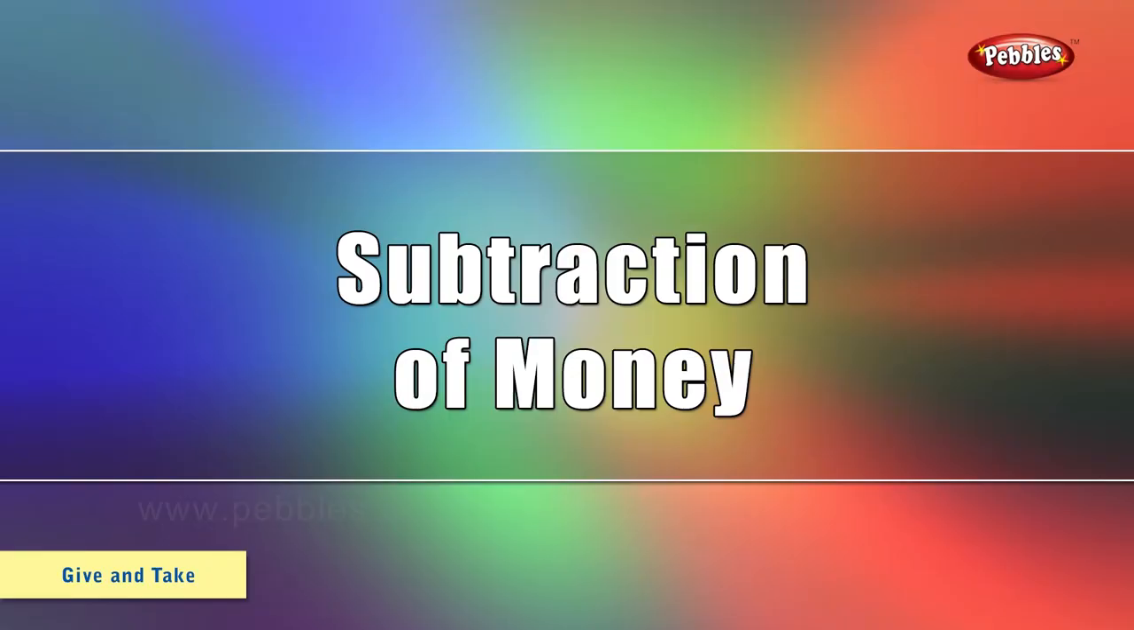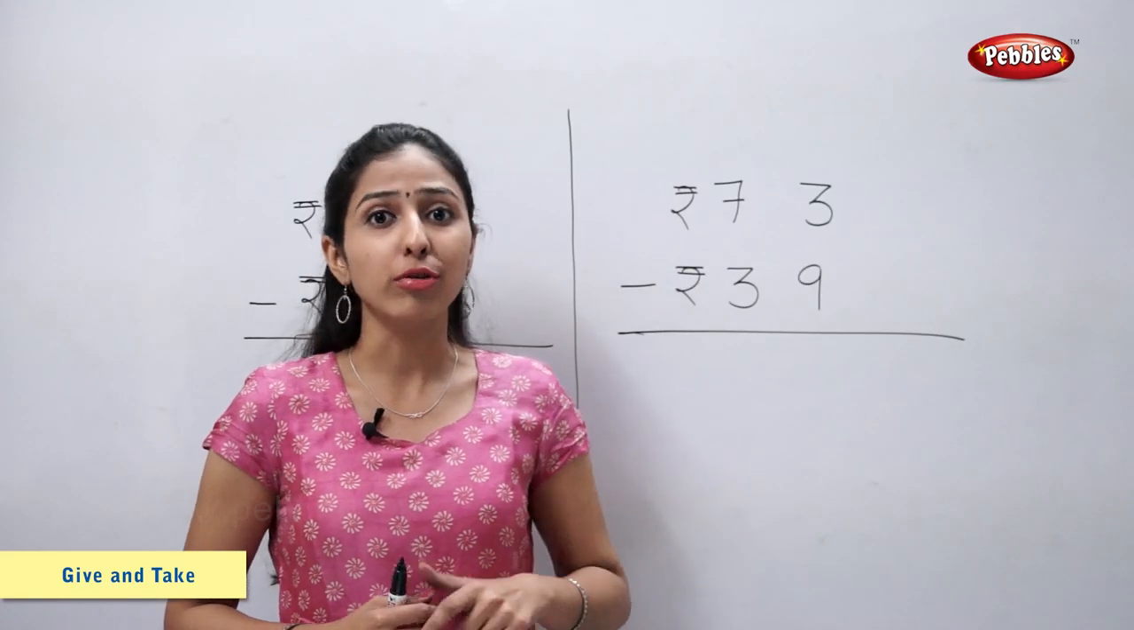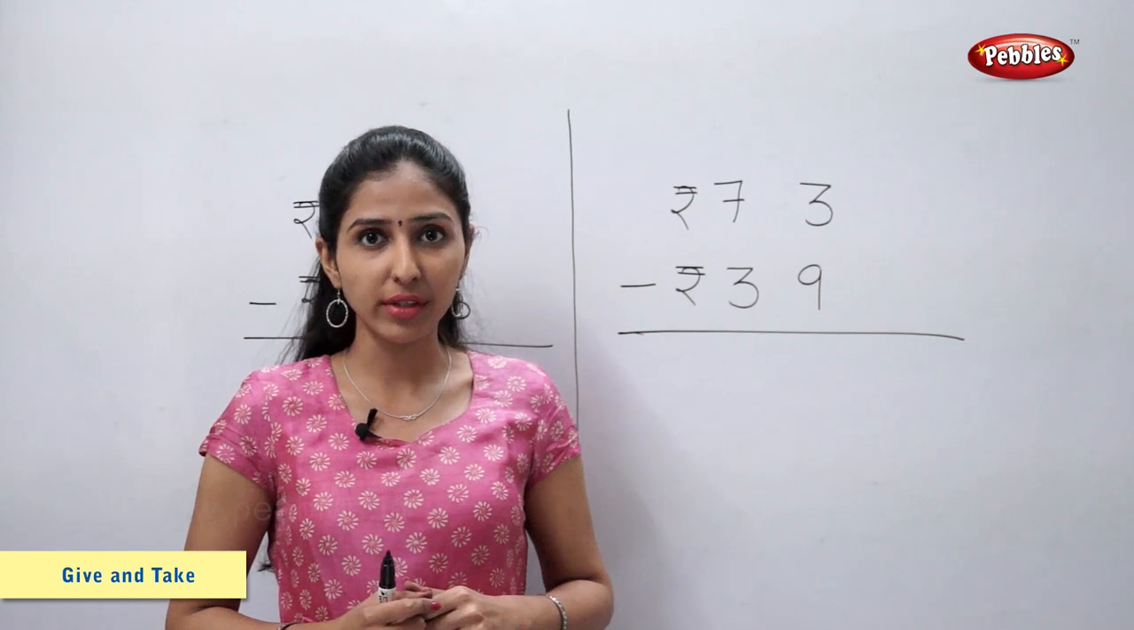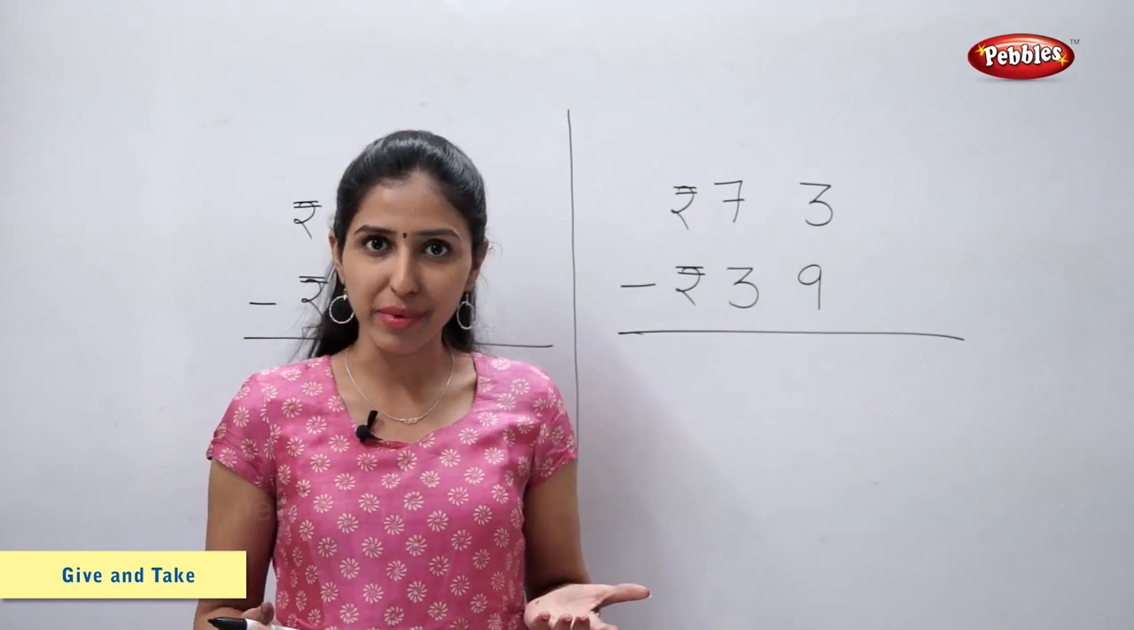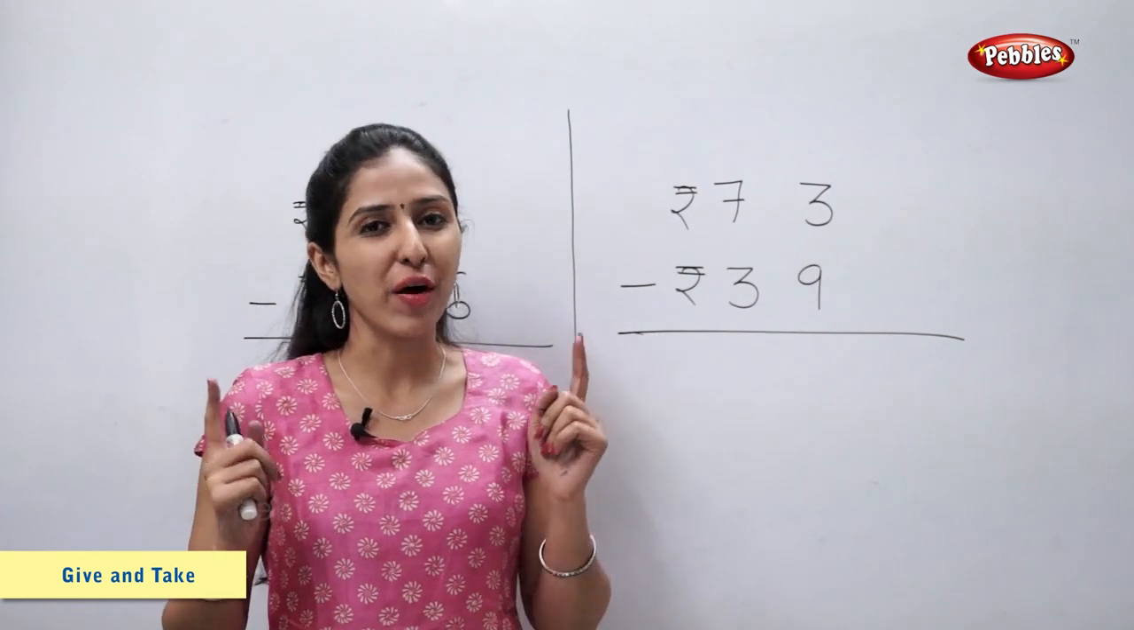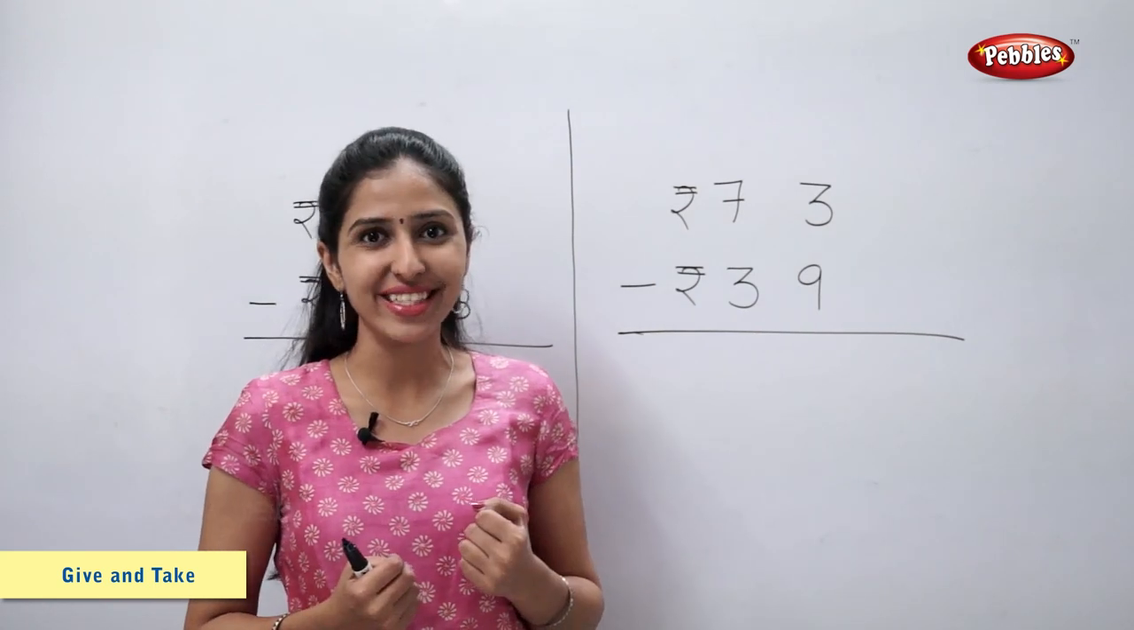Subtraction of money. To subtract one amount of money from the other amount, we simply subtract the numbers and write the sign. Now let us solve a few examples.